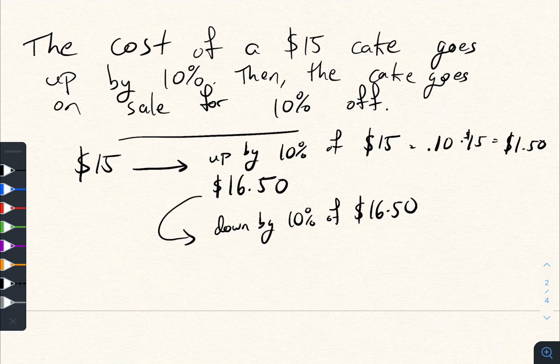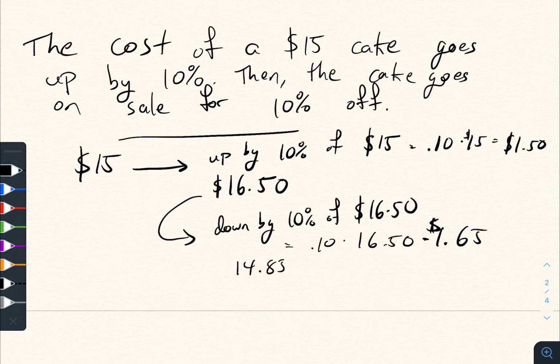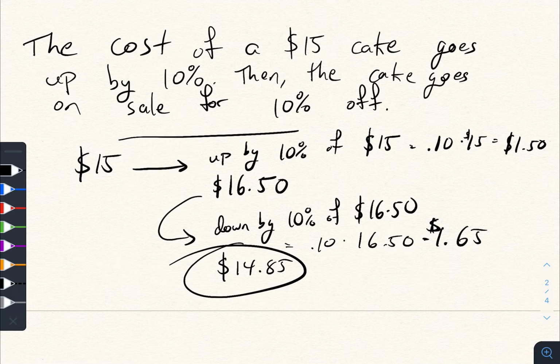Okay, so when we go down by 10% of $16.50, we're going down by 0.10 times 16.50, or 1.65. So $1.65. So we go down by $1.65, and we end up at 16.50 minus 1.65, so that is equal to $14.85. So our final answer is a little bit less than $15.